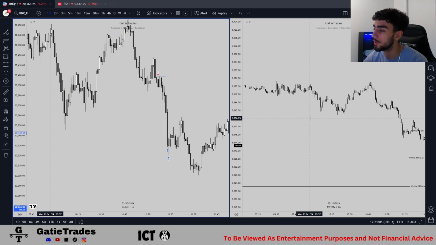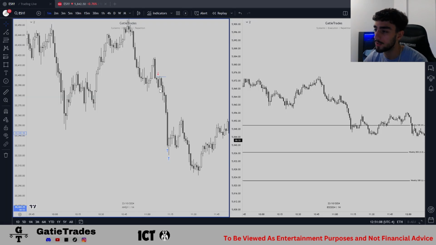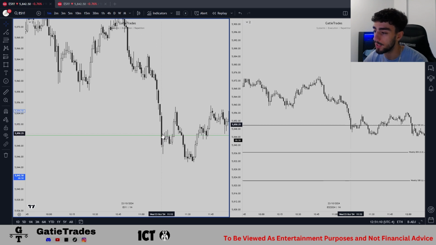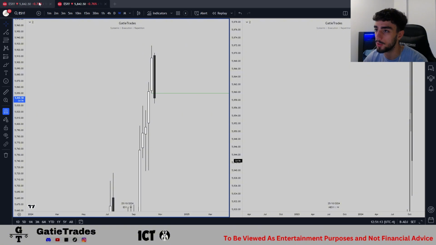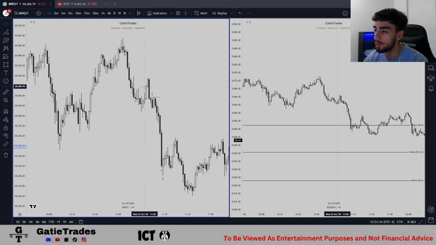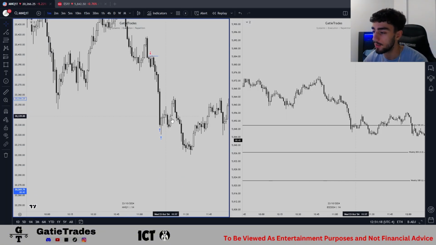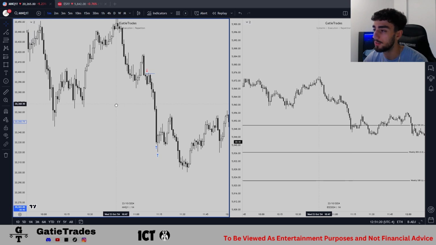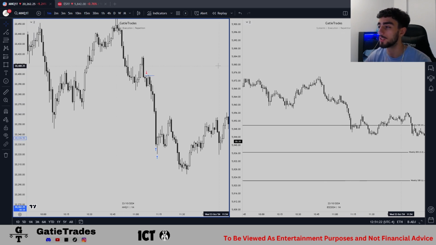What I ended up doing was looking at ES, and once ES took the weekly fair value gap right there, that's when we closed. So we closed it around right here. So you can see we ended up getting just a little bit more than the sell side. We ended up getting a little bit like down here, which is nice. So that was pretty much the entire trade.